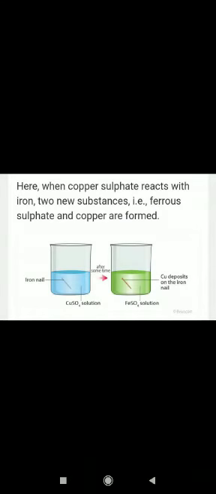Now we start our next chapter, chapter number 1. Our topic is chemical reaction and equation. Before I start this chapter, I want to give one example and activity of this chapter. Here, when copper sulfate reacts with iron, two new substances, ferrous sulfate and copper, are formed. You can see there are two bowls, with a change in color due to this chemical reaction.